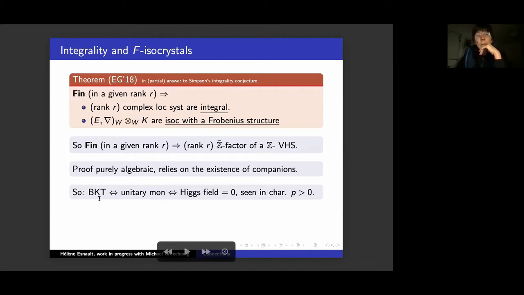So the theorem of Bruno, Barbieri-Viale, Klingler and Totaro is then equivalent to saying that the monodromy is unitary. And that is, using Simpson's correspondence, equivalent to saying that the Higgs field is zero. And this in turn is a condition which can be seen on the mod p reduction of the Higgs bundles. So that's the introduction to what I want to explain.